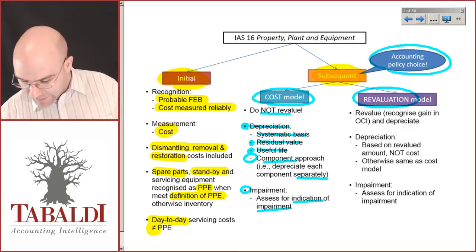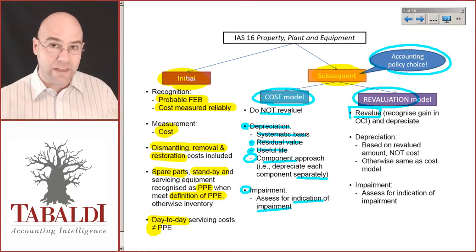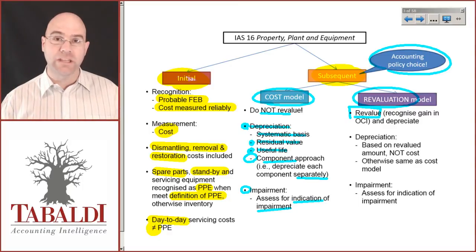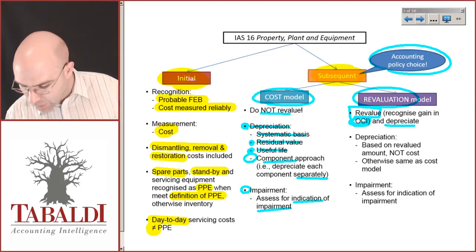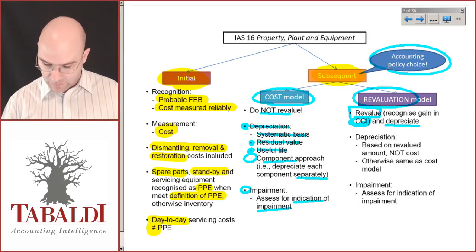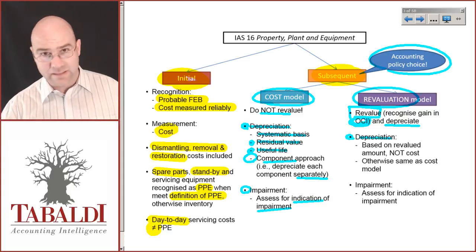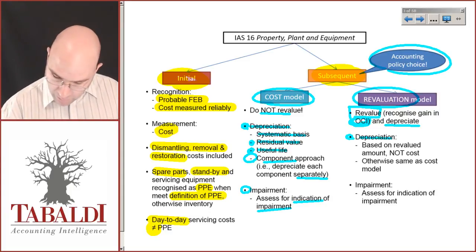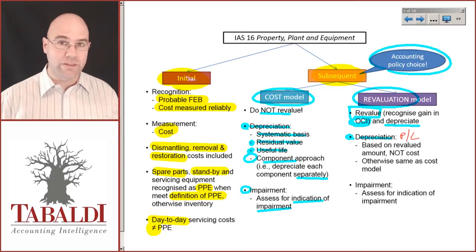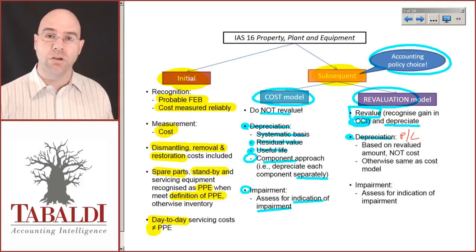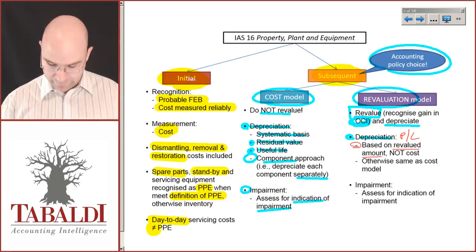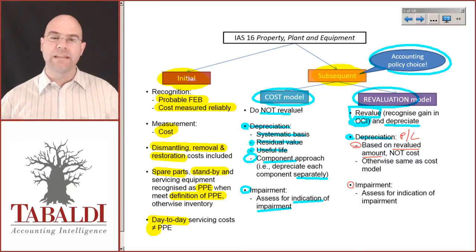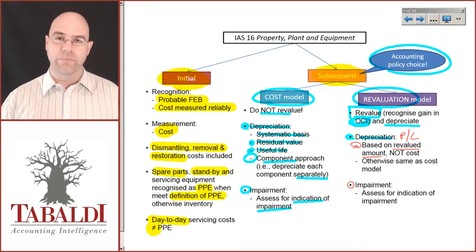The revaluation model, here you will revalue, okay, to fair value, and the fair value or the revaluation gain goes to other comprehensive income. And thereafter you must depreciate the new revalued amount. The depreciation, please, ladies and gentlemen, goes through profit or loss, not through other comprehensive income. The reval gain went through OCI, and then you will depreciate this revalued amount, but through P&L. Last up, impairments, once again assessed for indication of impairment at year end. Okay, so nice and easy.